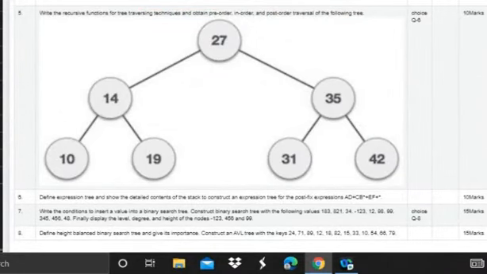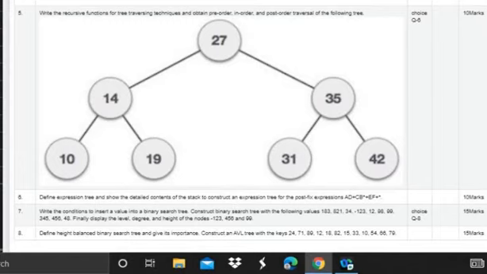Question number 5. Write the recursive functions for tree traversing techniques and obtain pre-order, in-order and post-order traversal of the following tree.